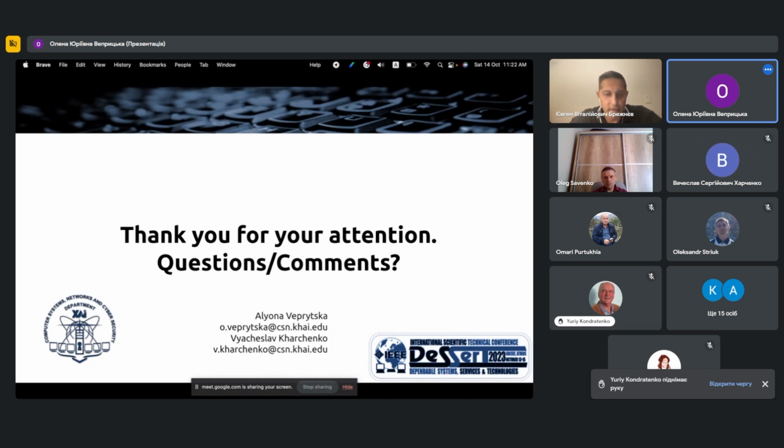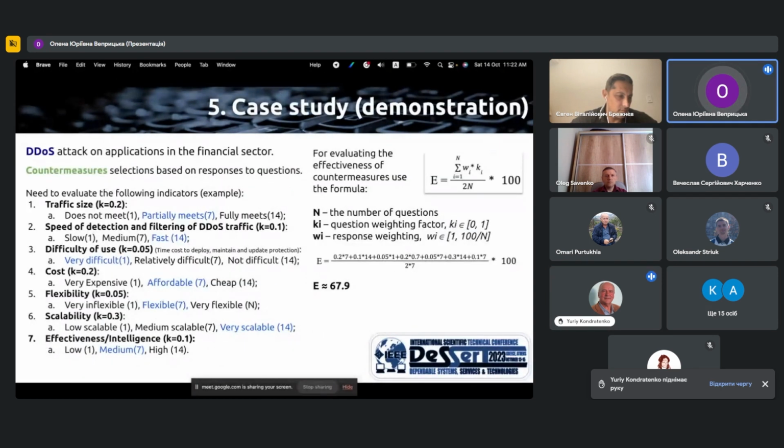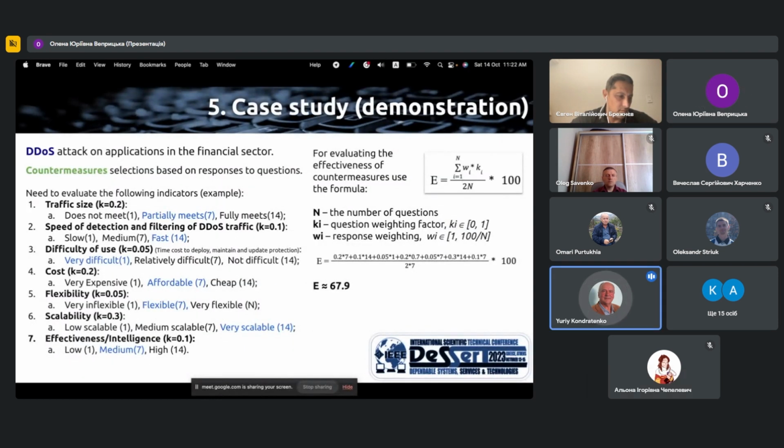Okay, Yuri Kondratenko, please, your question. Can you show the slide where you told about the results, 68%? This one? Yeah, this one. How did you calculate this value, taking into account these seven criteria or components? You use weight coefficients here. How were they calculated, and where did you take these parameters?